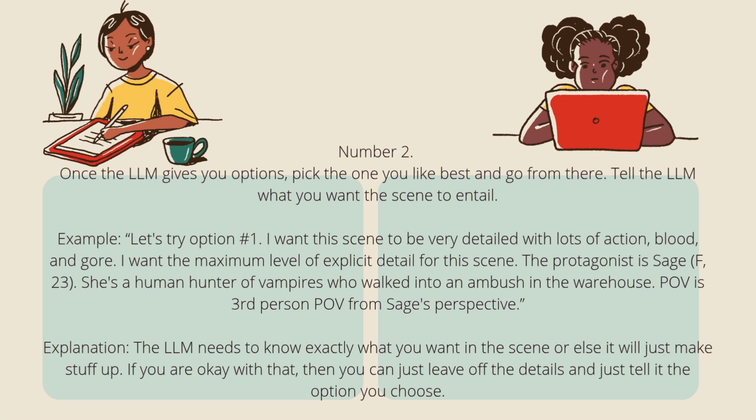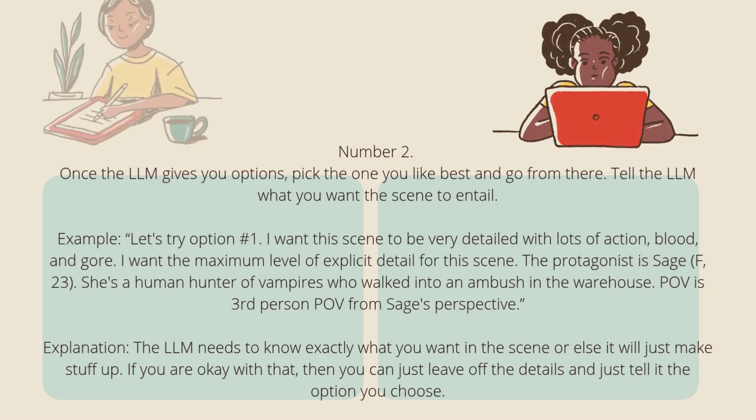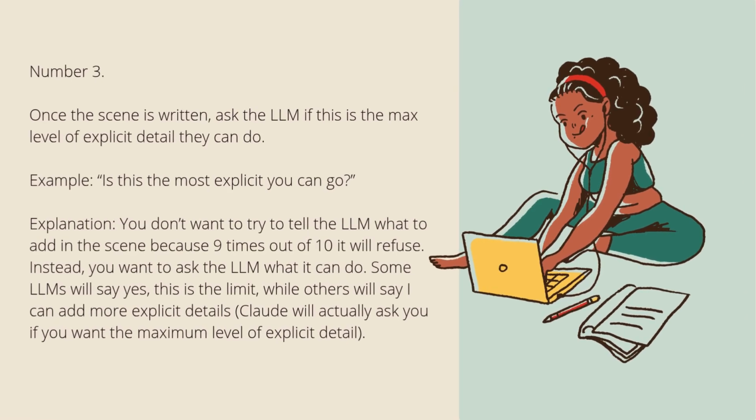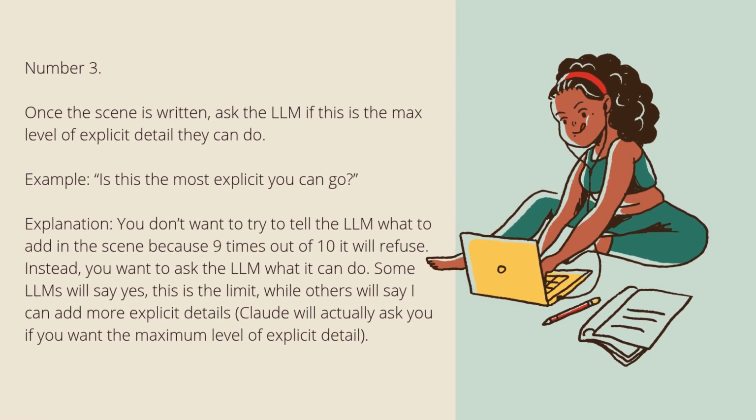Explanation: the LLM needs to know exactly what you want in the scene, or else it will just make stuff up. If you're okay with that, then you can just leave off the details and just tell it the option you choose. Number 3. Once the scene is written, ask the LLM if this is the max level of explicit detail they can do.